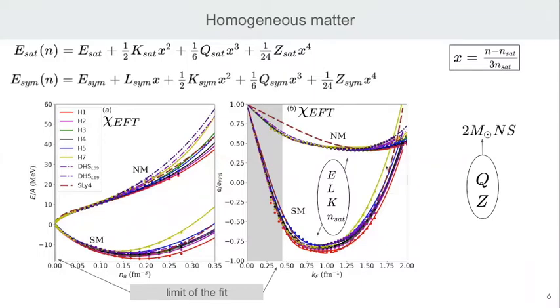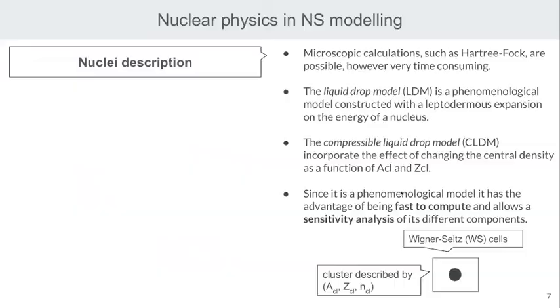So we have to make another choice to constrain these high order parameters. And what we do, since we want to do astrophysics, is we require the parameters. Okay, and I'm going to talk also about how we do our nuclear physics nuclei description. We could do nuclei description with some more microscopic calculations, such as Hartree-Fock. However, we have some phenomenological approaches to work on that.